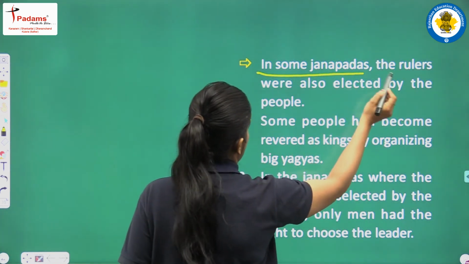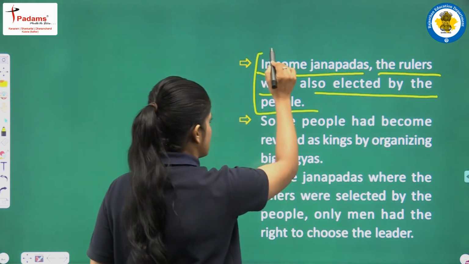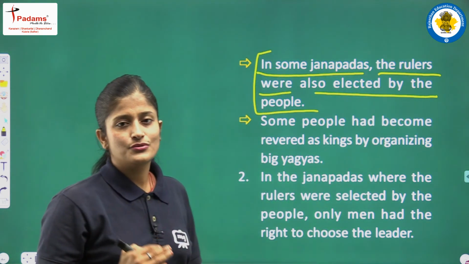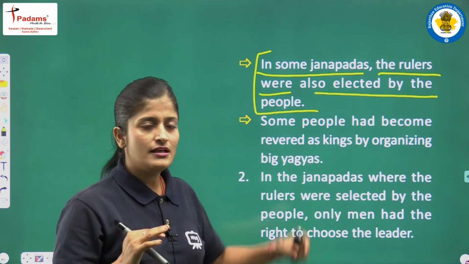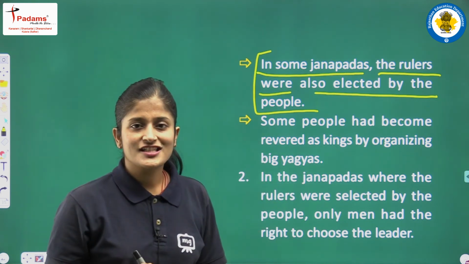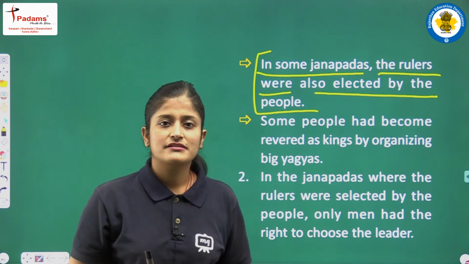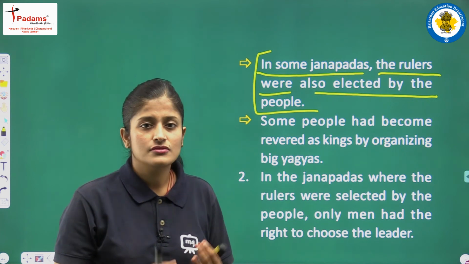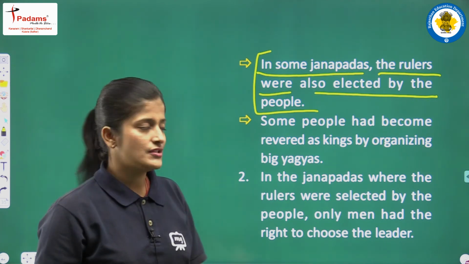in some Janpadas, the rulers were also elected by the people. Yes, there were some Janpadas where the rulers and the kings were chosen by the Janas, or you can say people. हमने डिस्कस किया था इसको. They choose their leaders, है ना, who can fight in battle, who is strong, who is capable. So he was chosen by the Janas.